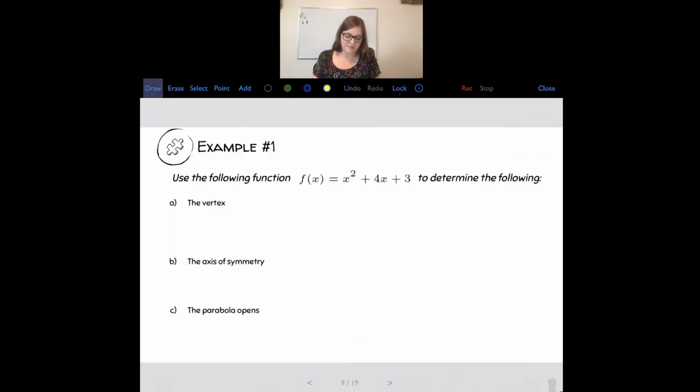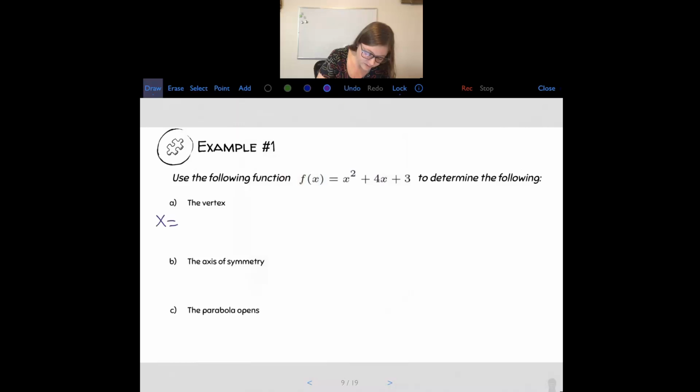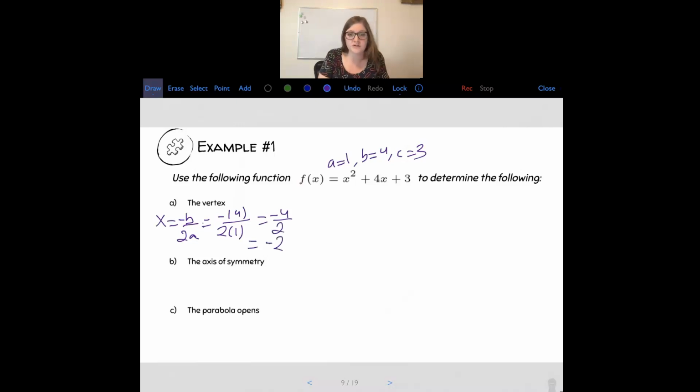So let's go through some examples. Use the following function, f of x is equal to x squared plus 4x plus 3, to determine the following. With the vertex, the first thing that we do is find the x coordinate of the vertex. It's given by the formula on your sheet, negative b over 2a. In our function, a is equal to 1, b is equal to 4, c is equal to 3. So negative b, which is negative 4, over 2 times 1, gives me negative 4 over 2, which is negative 2.